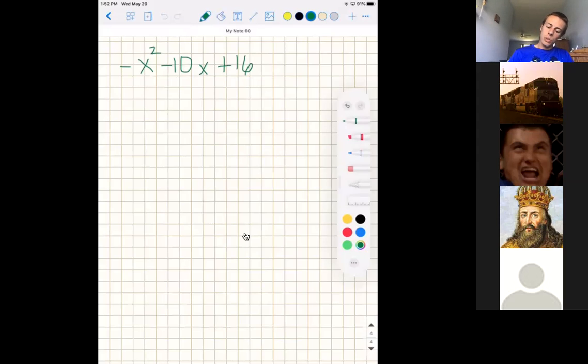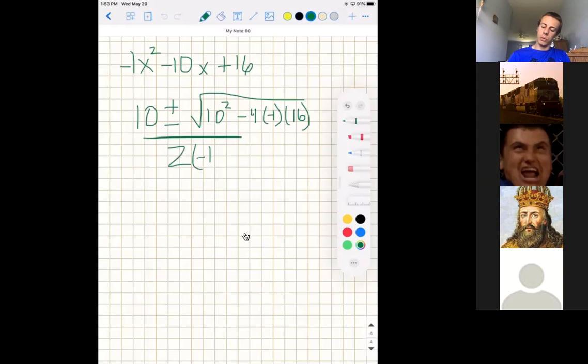So we can start to plug things into our quadratic formula. We said the opposite of b, so this would be positive 10 plus or minus the square root of 10 squared minus 4 times 1 times 16. Actually, I take that back. It should be a -1 because we have a -1 out in front. All over 2 times -1.